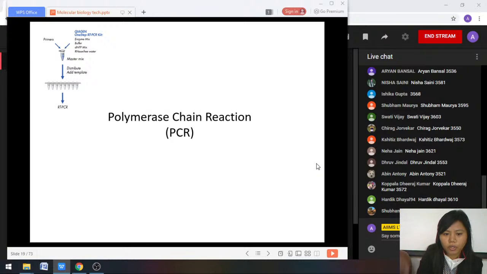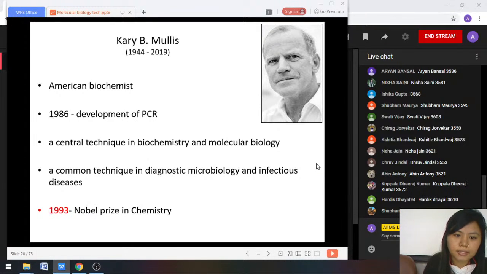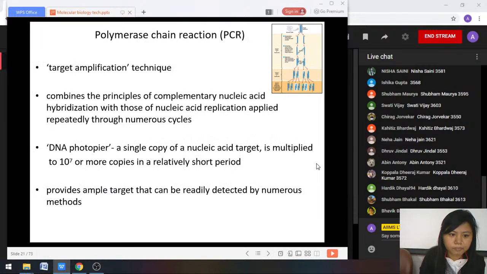So first let's talk about polymerase chain reaction. So PCR was first discovered by American biochemist Kary Mullis, and he devised it in 1986. Initially when it came, it was not immediately the most preferred technique. At that time the traditional methods were being used, but subsequently this has become a central technique in biochemistry, molecular biology, microbiology and infectious diseases. He also received a Nobel Prize in chemistry in 1993.